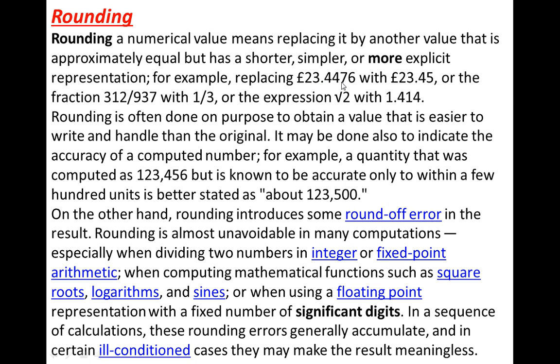23.4476. So in 4476, I have to round off the digit 4. Then see the next digit, this is 7. If it is less than 5, then the digit which we have to round remains the same. But if this digit is 5 or greater than 5, then the previous digit, that is 4, is converted into 5.